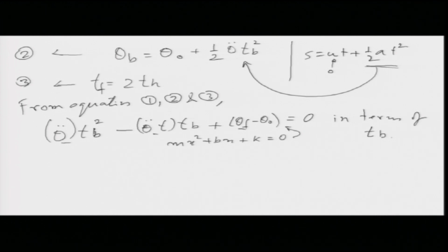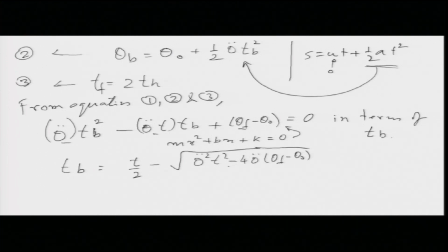So, I know the solution of this is Tb is equal to T by 2 minus root over theta double dot squared into T squared minus 4 theta double dot into (theta f minus theta naught), divided by 2 theta double dot. Okay. Now, here we find that there is a term under the root. So, this term under the root has to be positive, otherwise what will happen, time will become negative.